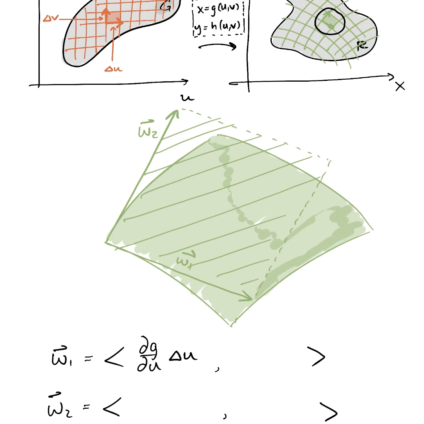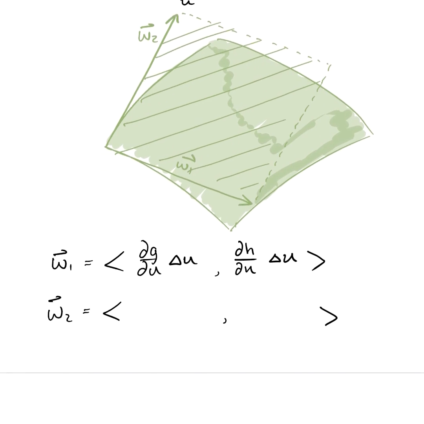Likewise, the second entry in W1, well, that should be the rate of change of y with respect to u, so dh du times some tiny little change in u. So there's the 2D sense of that vector W1. Now W2, that vector came from u being fixed and v changing by a little bit, so you can imagine it's just going to be same thing, only partials with respect to v times tiny change in v in each of the entries. So we've identified W1 and W2.